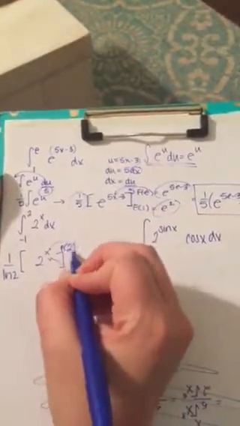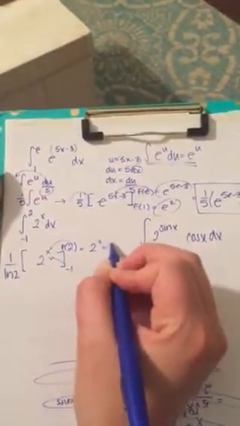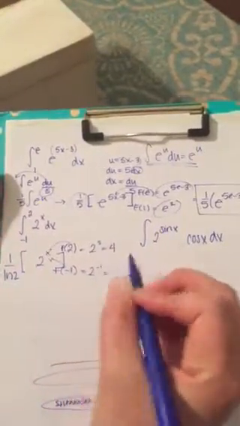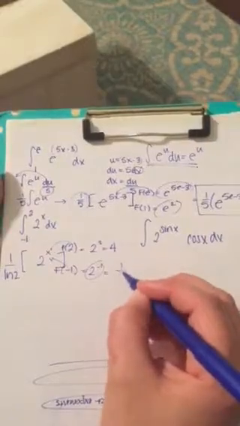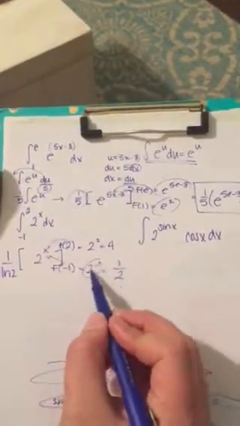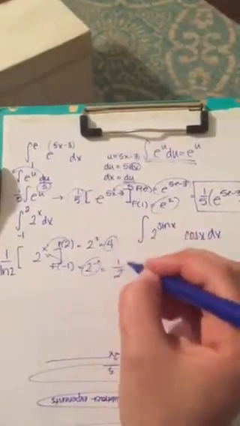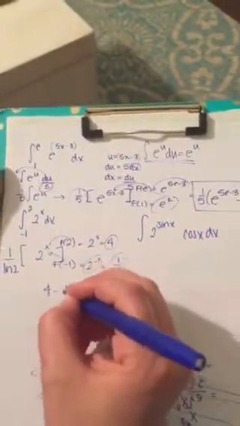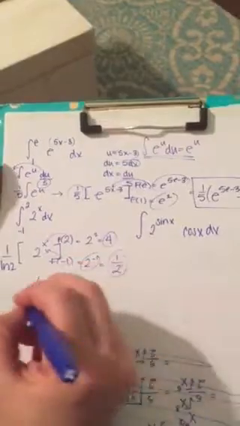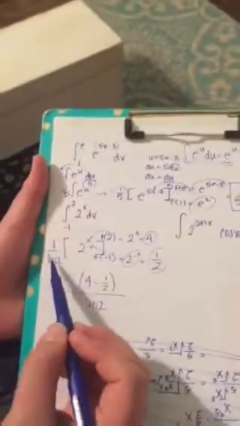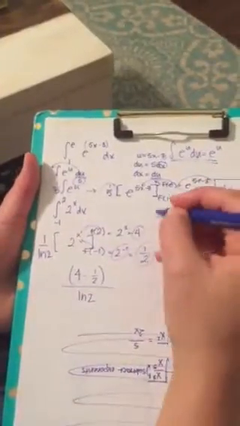So f of 2 would be 2 to the 2, which is 4. F of -1 would be 2 to the -1, which would take your 2 down to the bottom. So it'd be 2 to the 1 power, but it'd move to the bottom and be a 1/2. Then remember, you take 4 minus a half, and then you just put your over ln 2. Remember, you only have to divide by that if it's not a base e. Okay, last one.